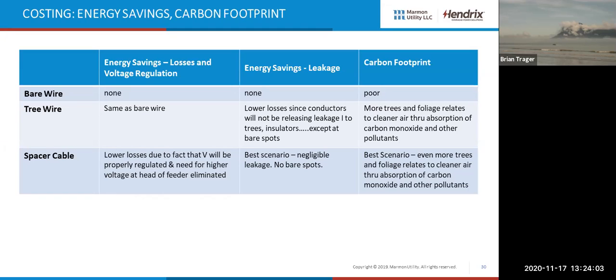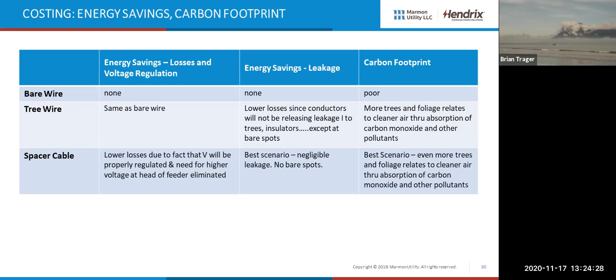Well, what is the difference? If I took a look at energy, as far as voltage regulation, the energy savings I'm going to get from losses as a function of voltage regulation for bare wire, I've got none, right? For tree wire, I don't have any reduction in phase spacing, so I'm going to have the same impedance and the same voltage regulation as bare wire.